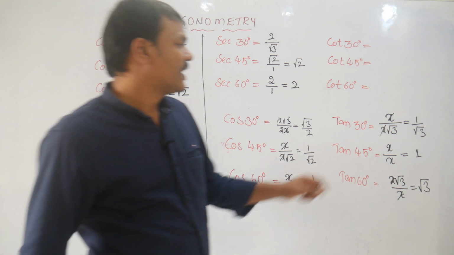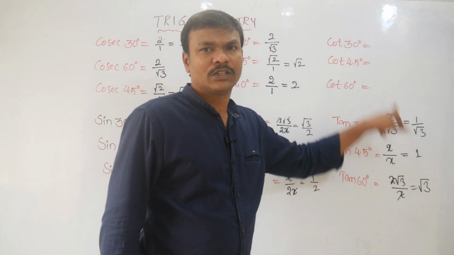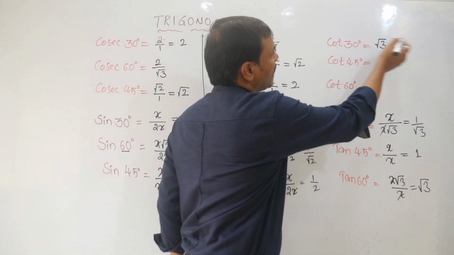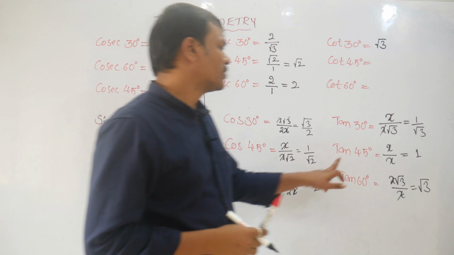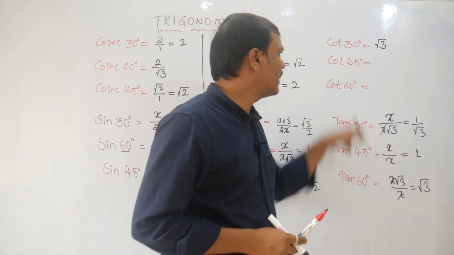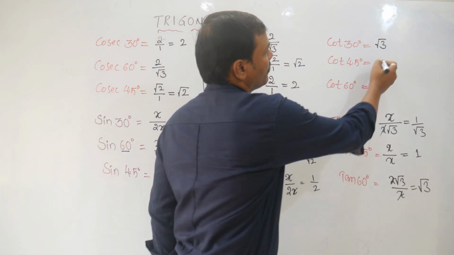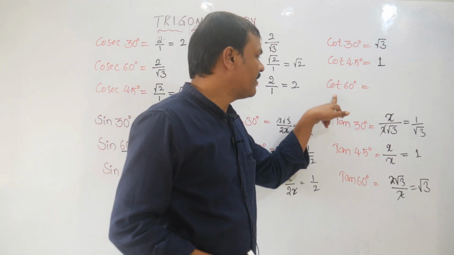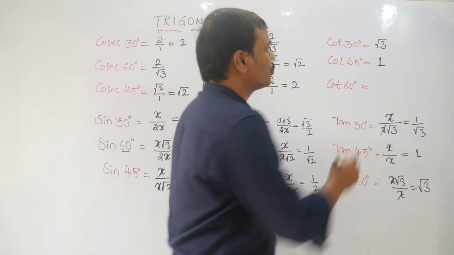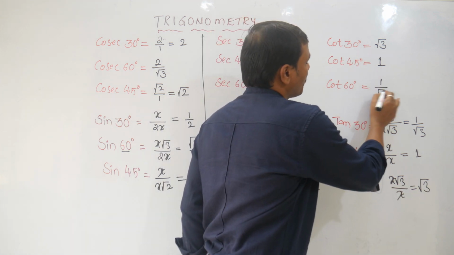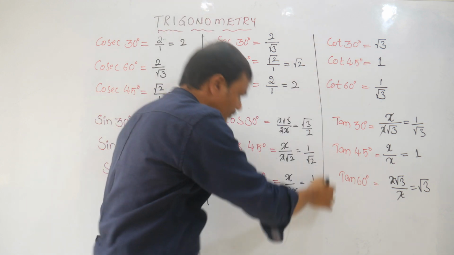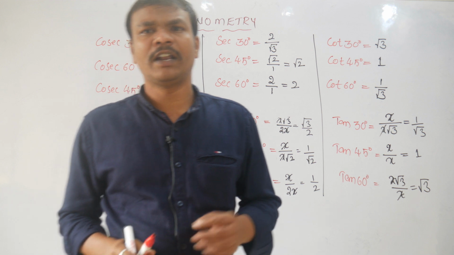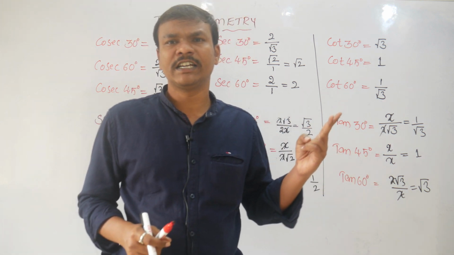After that cot 30. Tan 30 reciprocal, so cot 30. Tan 30 value is 1 by root 3 and its reciprocal is root 3 by 1, which is nothing but root 3. So tan 45, reciprocal is cot 45. 1's reciprocal is always 1. Then cot 60, reciprocal of tan 60. Tan 60 is root 3, so cot 60 is 1 by root 3. Is it clear? So these are the values of different trigonometric ratios at 30 degrees, 60 degrees, 45 degrees.